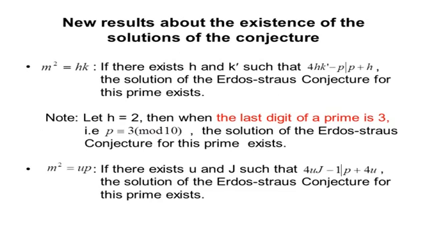And here, this page gives the requirements for solutions of this conjecture to exist when we assume m squared equals hk and m squared equals up. Especially when h equals 2, when the last digit of a prime is 3, the solution of this conjecture exists.